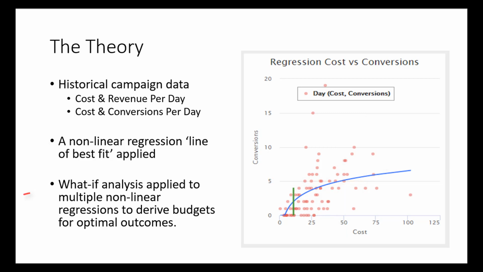Okay, and then thirdly, the third thing that the tool does is it uses a what-if analysis, and it applies this to multiple non-linear regressions at the same time. Okay, and this derives an optimal outcome for multiple campaigns at the same time. Okay, so that's a broad overview of how it works.